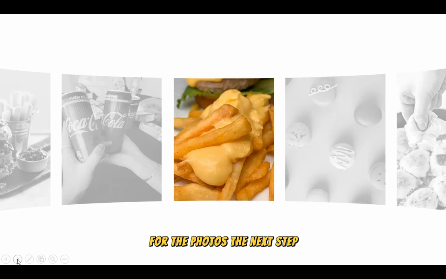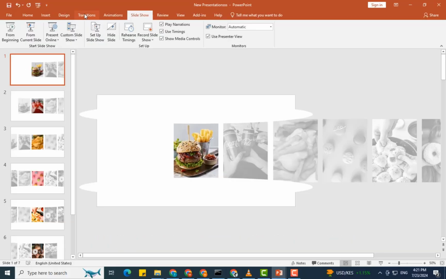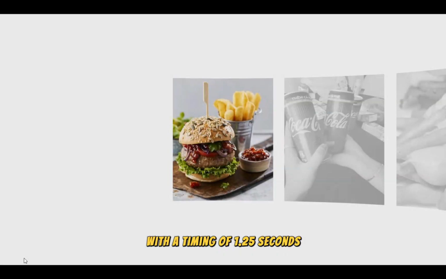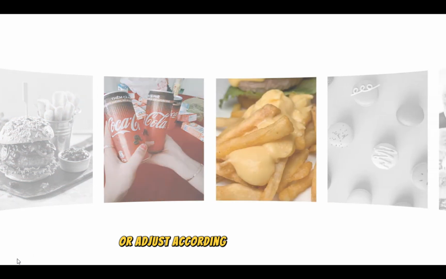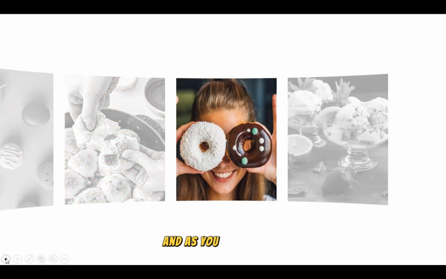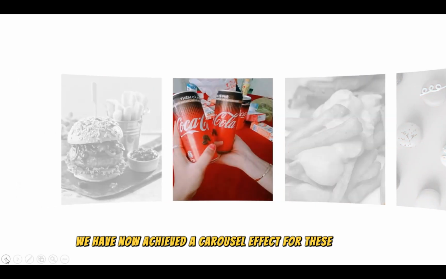The next step is to apply the Morph Transition to all the slides. Make sure to apply this transition to all slides with a timing of 1.25 seconds or adjust according to your preference. This is how it should look. And as you can observe, we have now achieved a carousel effect for these images.